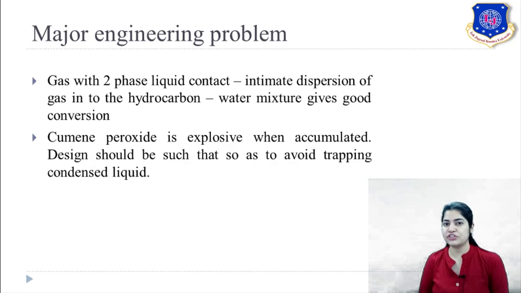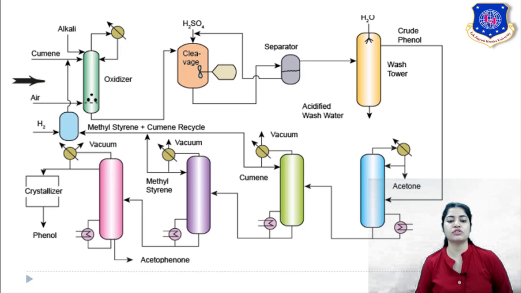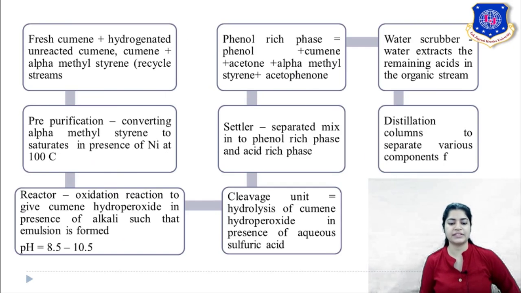Now about the major engineering problems. First is gas with two-phase liquid contact. Here, as there are many components in the liquid, there would also be two liquid phases. So you have to maintain contact of gas with both the phases of liquid, right? Hence, you have to disperse the gas into this media. In the cleavage also you can see that a stirrer is always kept so as to create as much contact as possible between the gas and the liquid present, right?